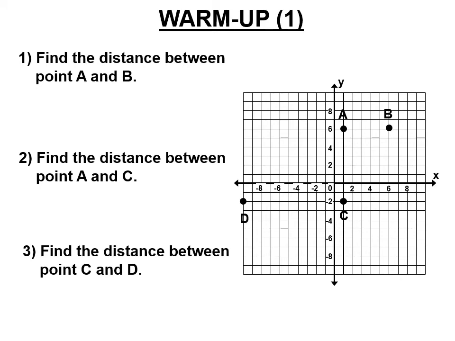Okay, so we're going to draw a line between A and B and go 1, 2, 3, 4, 5. That is 5 units from A to B. You don't count the dots, you don't count the intersections, you count how many boxes between A and B. Make sure you're getting these exactly right. And between A and C, you go 1, 2, 3, 4, 5, 6, 7, 8 units.